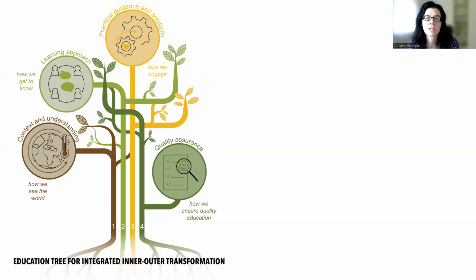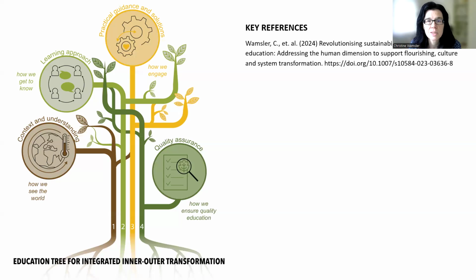So the education tree for inner-outer transformation summarizes the outcomes of several years of research in the field. We published these outcomes in 2024 in an article titled Revolutionizing Sustainability Leadership and Education, Addressing the Human Dimension to Support Flourishing, Culture, and System Transformation. After the article was published, we then continued to improve the layout of the tree, and the figure you see here is the latest version of it.